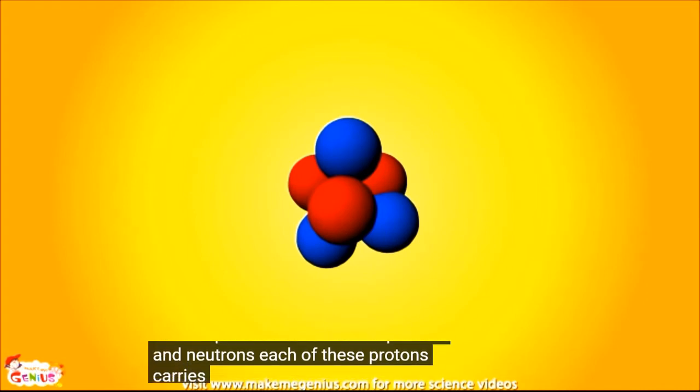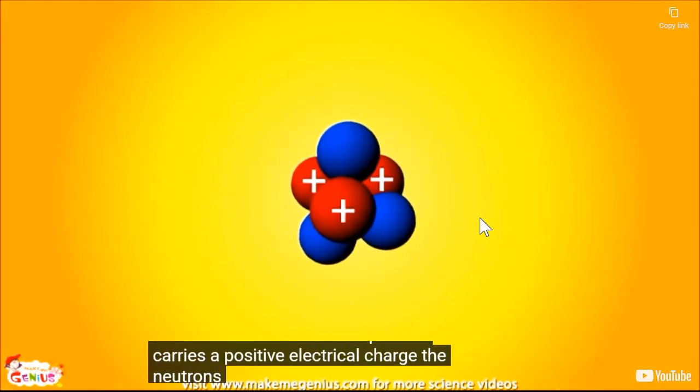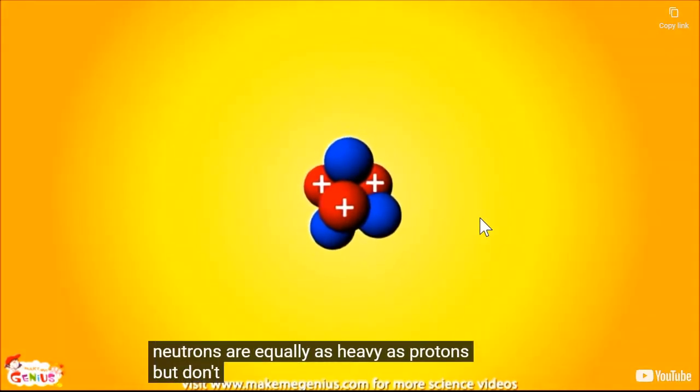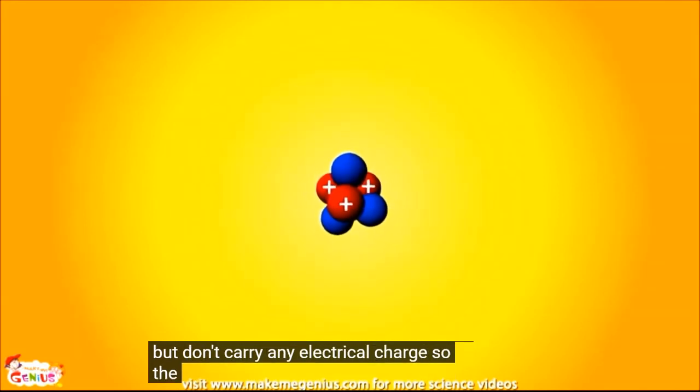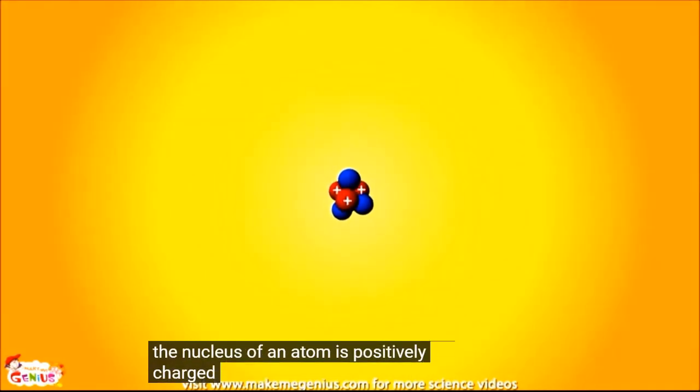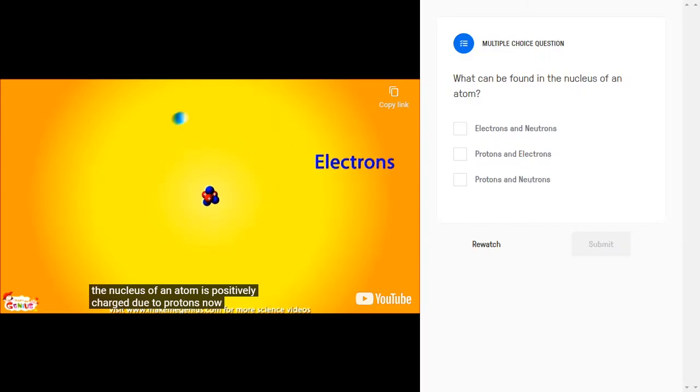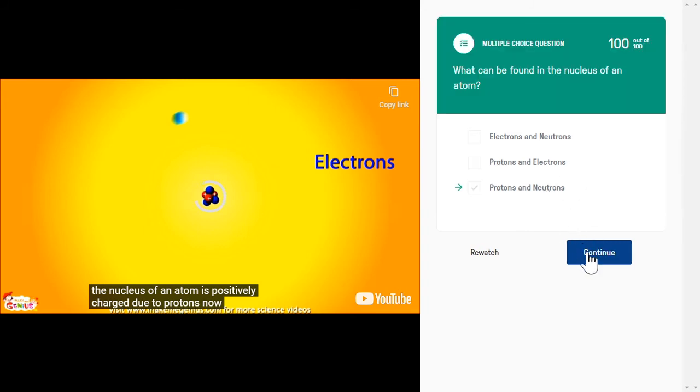Each of these protons carries a positive electrical charge. The neutrons are equally as heavy as protons, but don't carry any electrical charge. So the nucleus of an atom is positively charged due to protons. Since protons and neutrons are together, protons plus 0 is equal to a positive charge. So what can be found in the nucleus of an atom? Electrons is wrong, protons and electrons is wrong, and we know that it's protons and neutrons. It's always positive and 0. So click submit. There you have it, and you're getting the hang of it.